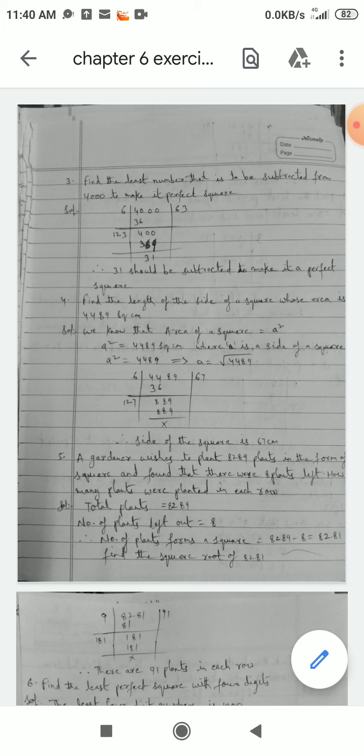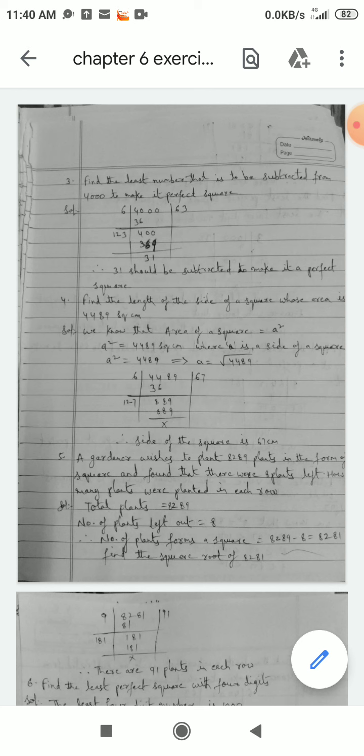Next, fourth problem. Find the length of the side of a square whose area is 4489 square centimeter. Solution. We know that area of a square is equal to a square. a square is equal to 4489 square centimeter, where a is the side of the square. a square is equal to 4489 implies a is equal to root 4489. Now find the square root of 4489.